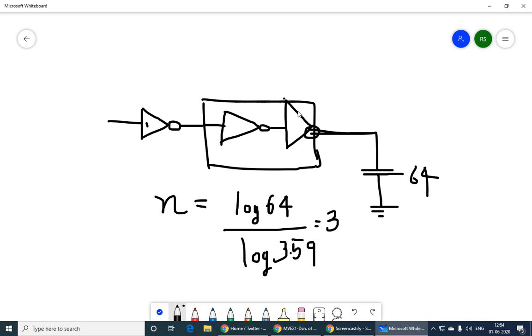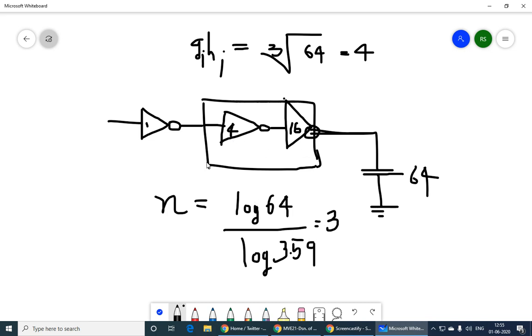Now we can use the method of logical effort. We have three stages, 1, 2, 3. To get least delay, each stage effort GiHi should be equal to the cube root of F, which is 64. That should be equal to 4. Once you have this, it becomes relatively easy. Each one is reducing by that much. So 16 times 4 is 64. So this should be 16 and this should be 4.